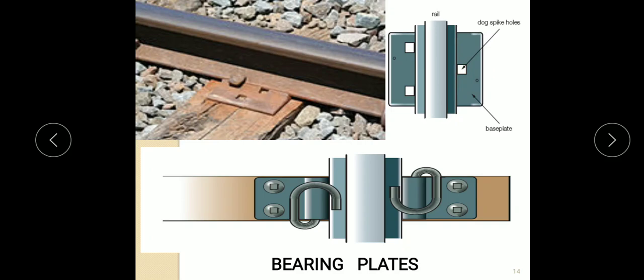So this is about the various types of fittings and fastenings that are generally used in Indian Railways nowadays.